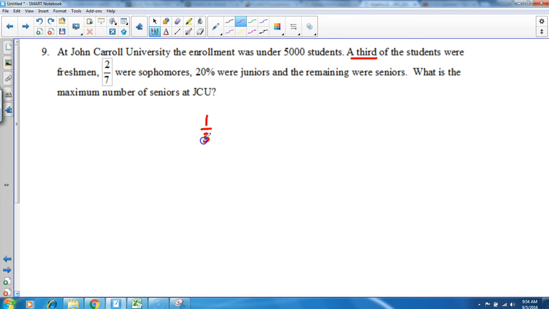So a third of the students were freshmen, 2/7 of the students were sophomores, and 20% of the students were juniors. That's everybody except for seniors. So we can go through and add these up, and that's going to give us all of the students other than seniors. Before we do any of this, we need to get this into the same terms. So 1/3, let's go ahead and change our 0.2 to a fraction. That would be 2 out of 10 or 1 out of 5.